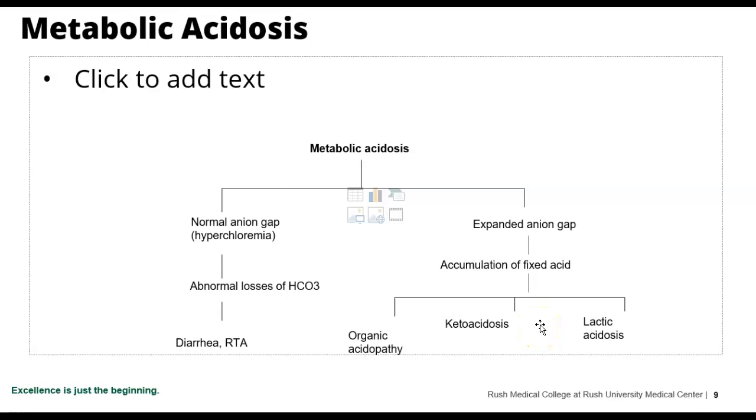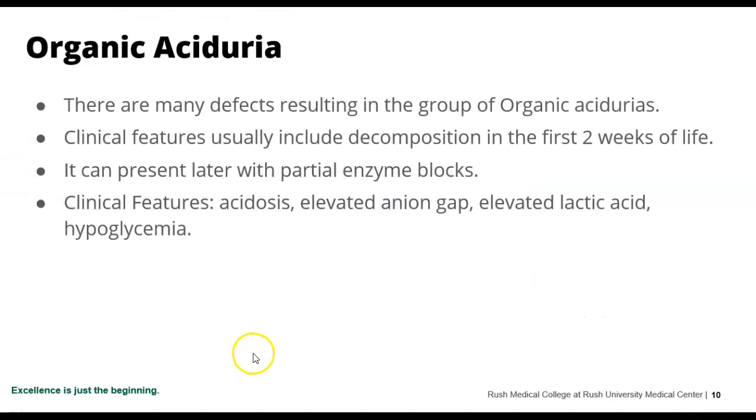If it's a 5-year-old with an expanded anion gap because of an accumulation of fixed acid, this is going to be your answer. This might be diabetes. However, a newborn with acidosis with an expanded anion gap, organic acidopathies or inborn errors in metabolism are far more common, as rare as they are, than newborn diabetes. So it also depends on the age of the individual that you're looking at.